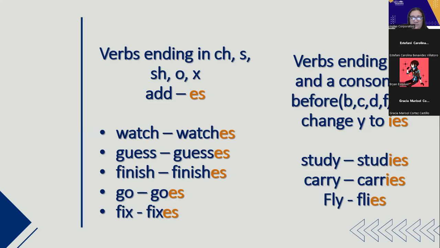Esto solo es para la tercera persona, solo para he, she, it, pero it ahorita no estamos diciendo que algo hace una actividad en el trabajo, menos que los robots, ¿ok? The robot fixes other things. But not the case right now. Los verbs que terminan en una Y, add a consonant before B, C, D, F, G, change the Y to I, E, S. Like fly, flies, study, studies, carry, carries. So si terminan en una Y precedida por cualquiera de estas consonantes, pues esa Y va a cambiar a IES. For he, she, it. ¿Ok?